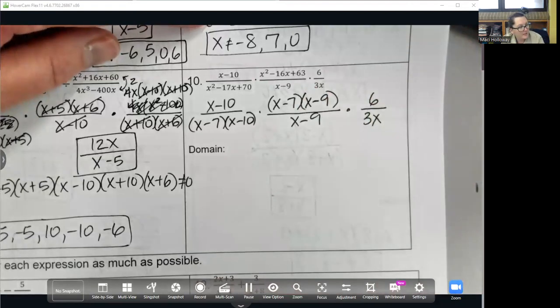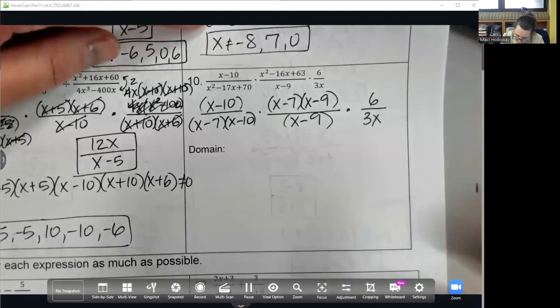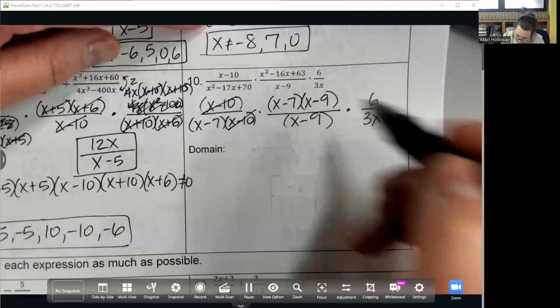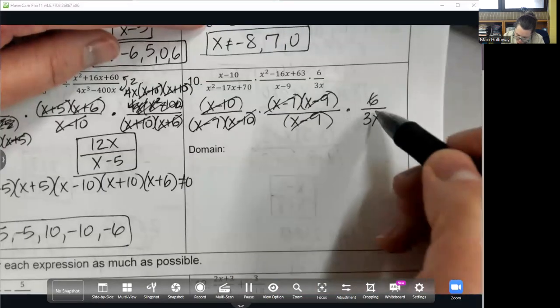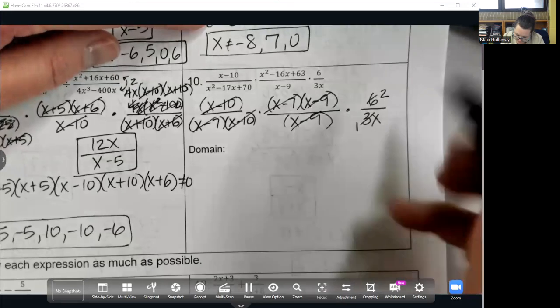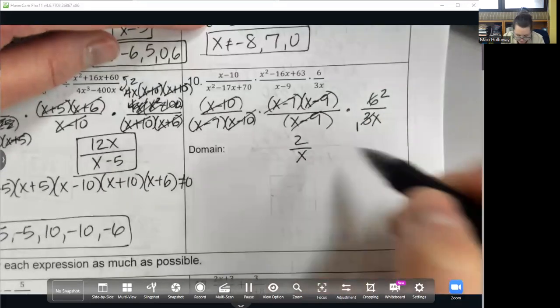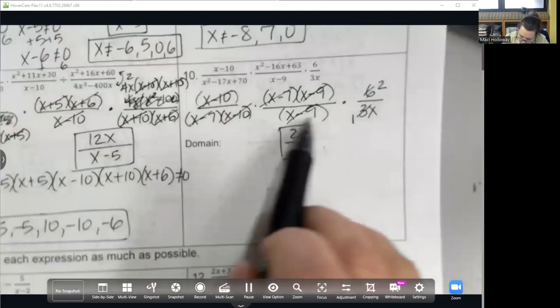Okay, so let's see what matches. I'll put these in parentheses so we can keep them together. All right, x minus 10, x minus 10, x minus 9, x minus 9, 7, 7. That's great. And we can reduce these. 3 goes into 3 one time. 3 goes into 6 twice. So we get a 2 on the top, x on the bottom. Beautiful.